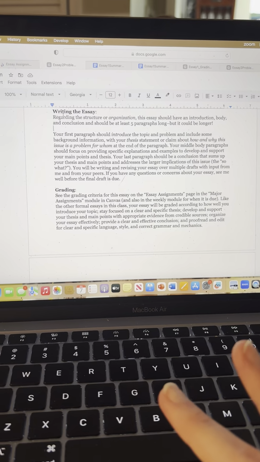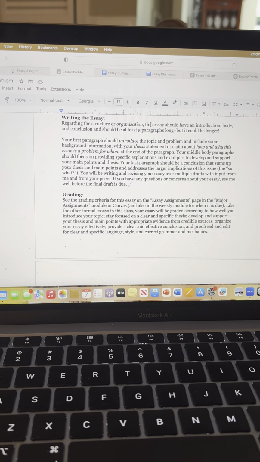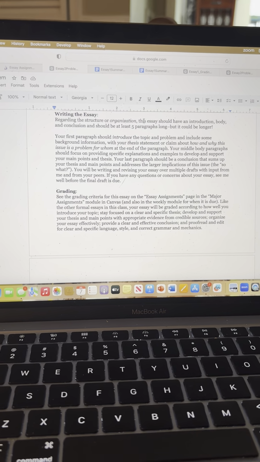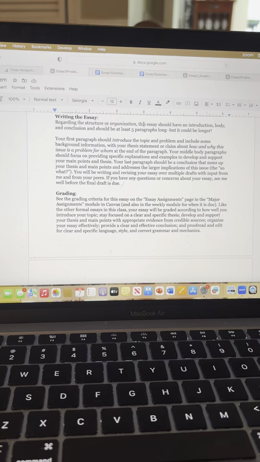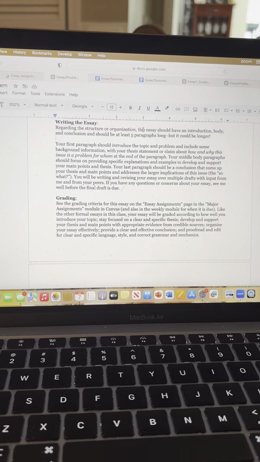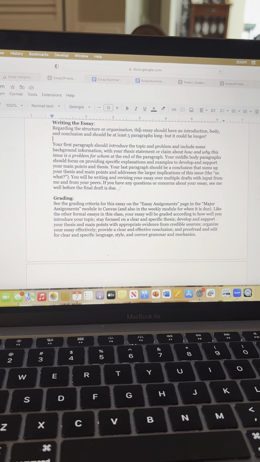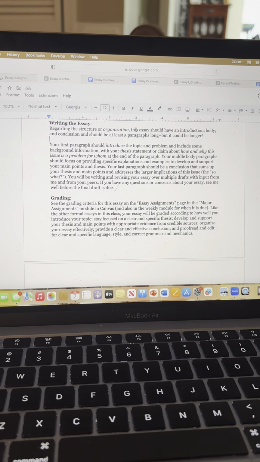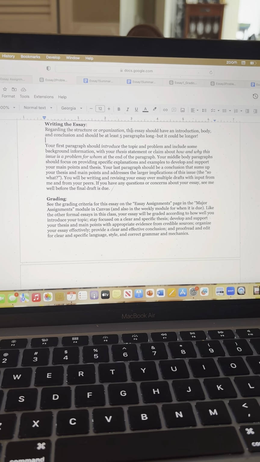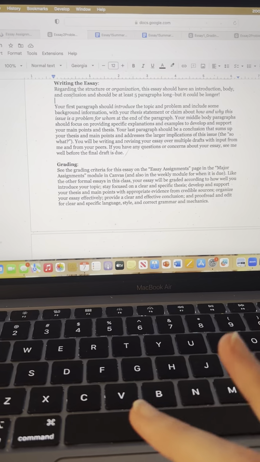Writing the essay. Regarding the structure or organization, this essay should have an intro, body, and conclusion. It should be at least 5 paragraphs long, but you don't have to stick to a 5-paragraph model. You can have more than 3 paragraphs as body paragraphs. You want to make sure it's 3 to 4 pages in length. So please write what you need to write to satisfy the requirements of this paper. I'm giving you some guidelines here.